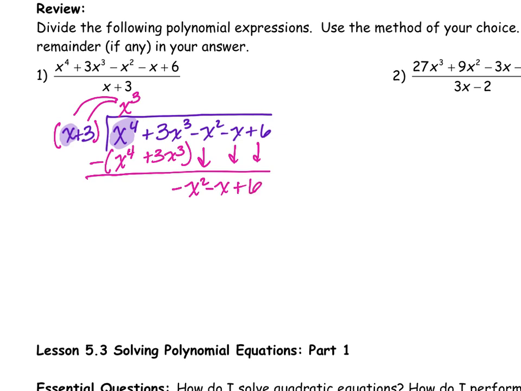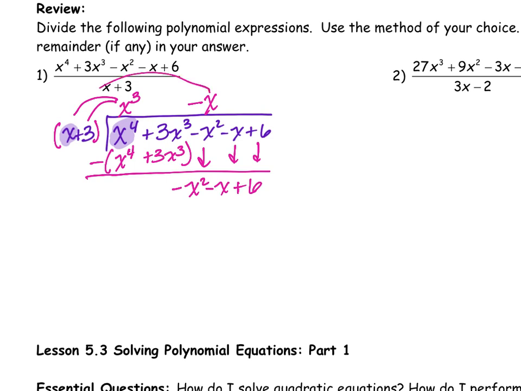Now I'm going to ask myself the same question. What do I multiply x by to get negative x squared? Well, that would be negative x. And I just moved it down over the x squared. I don't know why, just to make it look nice. There's no real rhyme or reason to why I did it. You can put it right next to the x cubed.